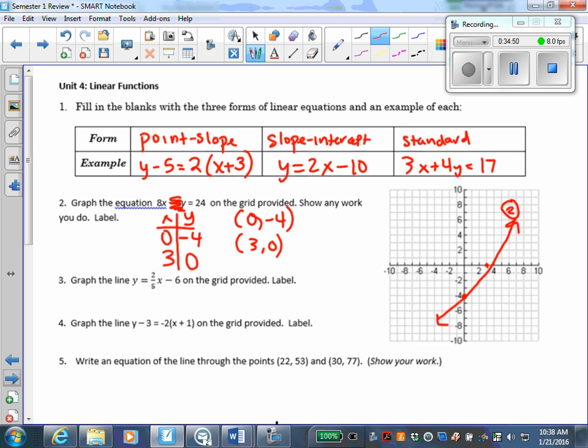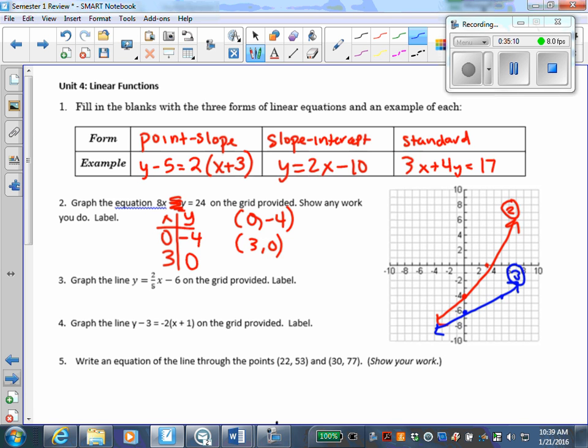Number 3, graph the line y equals 2/5 x minus 6. I'll do that in blue. So I start at negative 6 for my y-intercept, and my slope is 2/5, so I go up 2 over 5. 1, 2, 3, 4, 5. And I make a line. I should really make more points, and I should be using a straight edge, but I'm doing my best here.